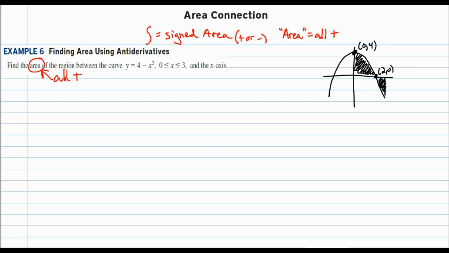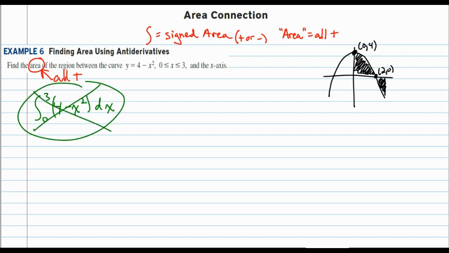So in this situation, the integral from 0 to 3 of 4 minus x squared dx would not work. We need to break this into two separate parts. We need to make that part below the x-axis now positive. We don't want the signed area. It's asking us to make it all positive. Find the area of the region between the curve and the x-axis.